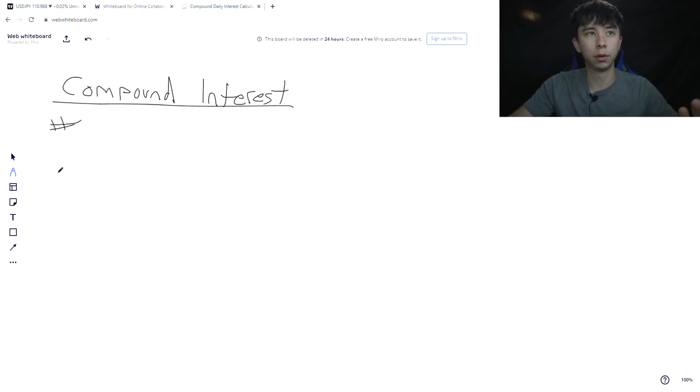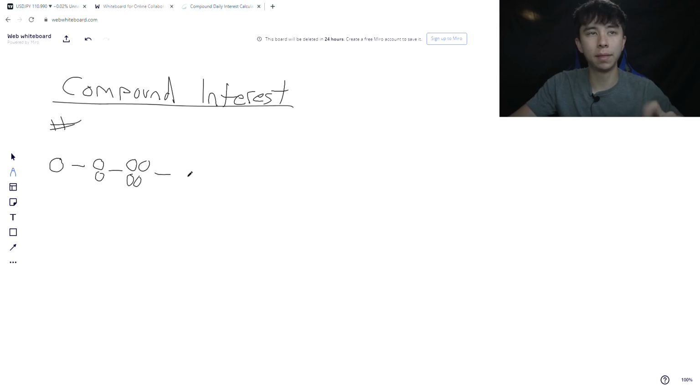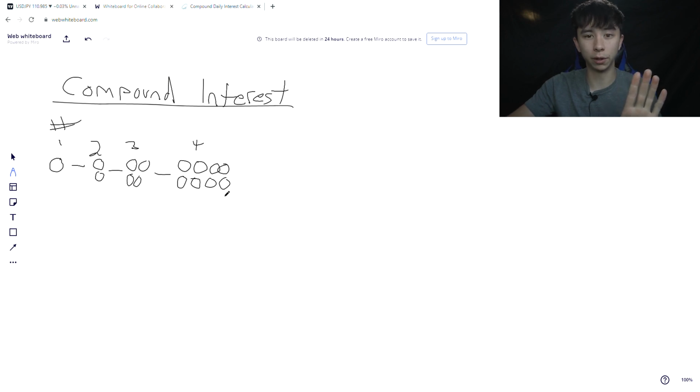Let's say you start out and you have one coin. You trade that coin and you now have 2 coins. You trade those 2 coins and now you have 4 coins. So every time you're doubling up your coins. You trade that and now you have 8 coins. So within 4 trades, 1, 2, 3, 4, you already have 8 coins.